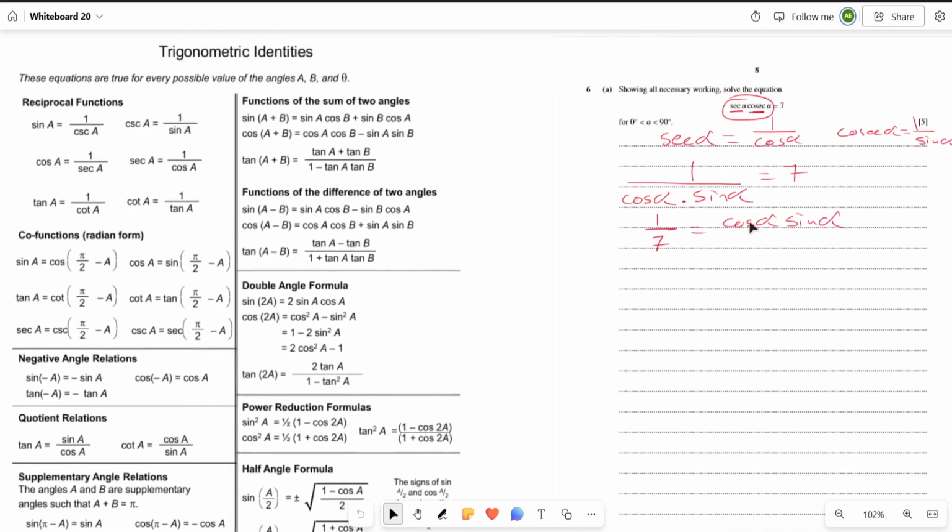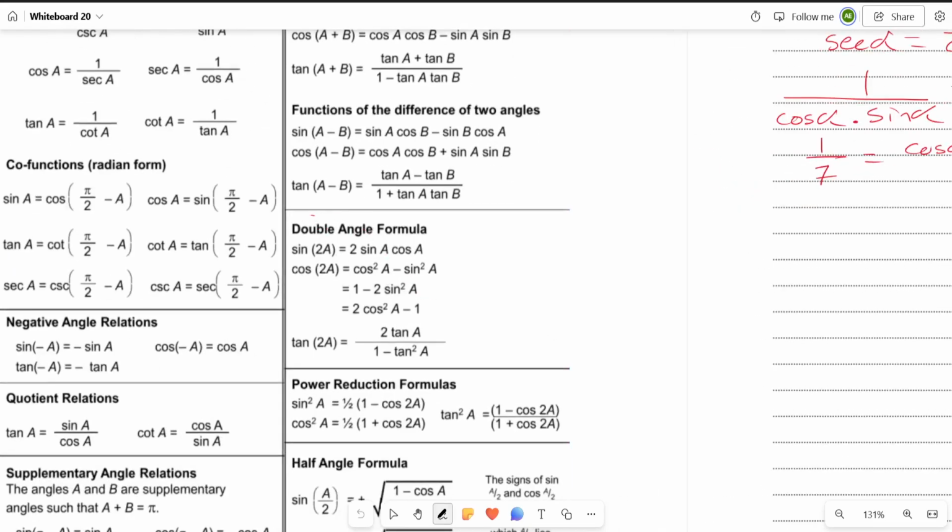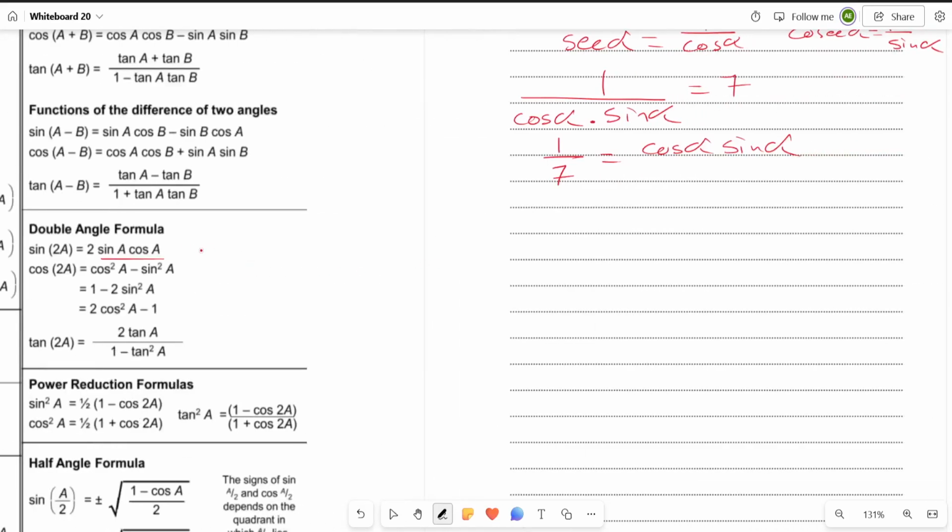But basically we need to try to find something that has a cosine alpha and a sine alpha. And from here I can see that in the double angle formulas, sine A times cosine A times 2 is equal to sine 2A. So basically I can rewrite this as sine A cosine A equals, I'm going to divide both sides by 2. So this is going to equal sine 2 times whatever A was, over 2.